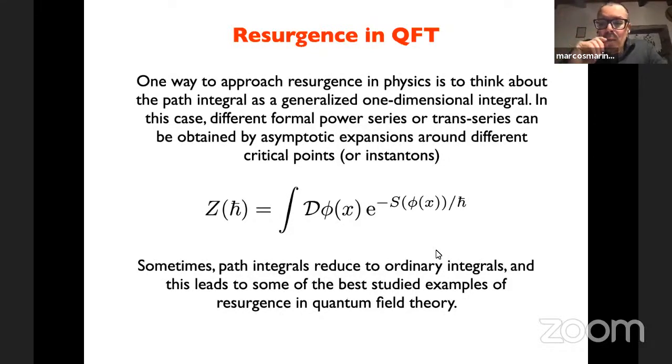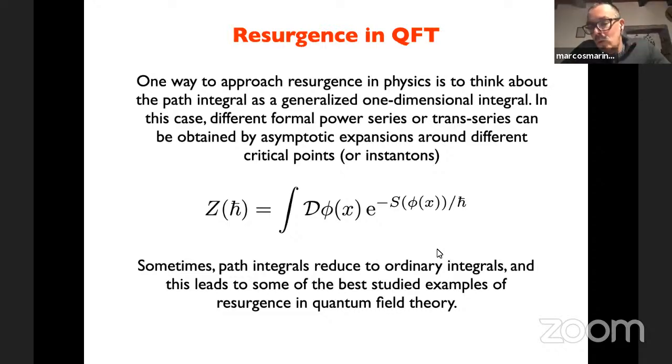very simple examples. And the best class of examples are actually examples in which path integrals reduce in some way to ordinary integrals. And this happens essentially in two types of theories, in topological field theories and in supersymmetric theories. And this gives some of the best studied examples of resurgence in quantum field theory.